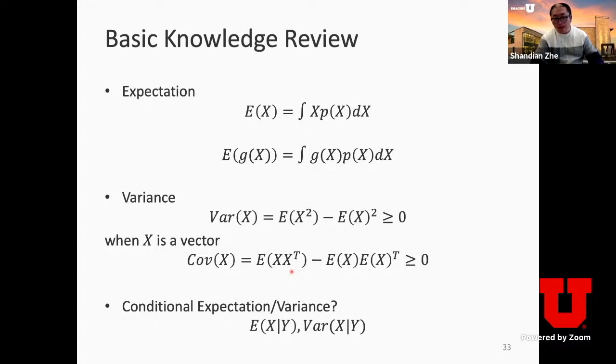It is the expectation of X X transpose, so it's the outer product of the vector X, which becomes a matrix, then subtracted by the outer product of the expectation of X, so E[X] E[X] transpose. Again, we can show that this covariance matrix is always semi-positive definite. Please be aware that if we say a matrix is greater than or equal to 0, that does not mean its elements are greater than or equal to 0. It just means it's semi-positive definite, meaning that all eigenvalues of that covariance matrix are non-negative.